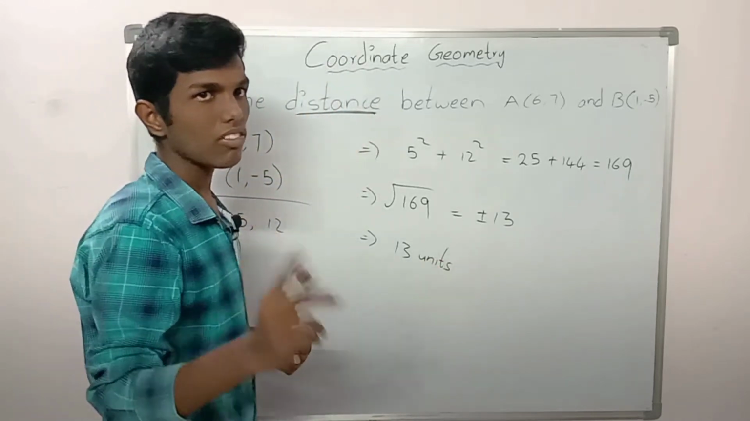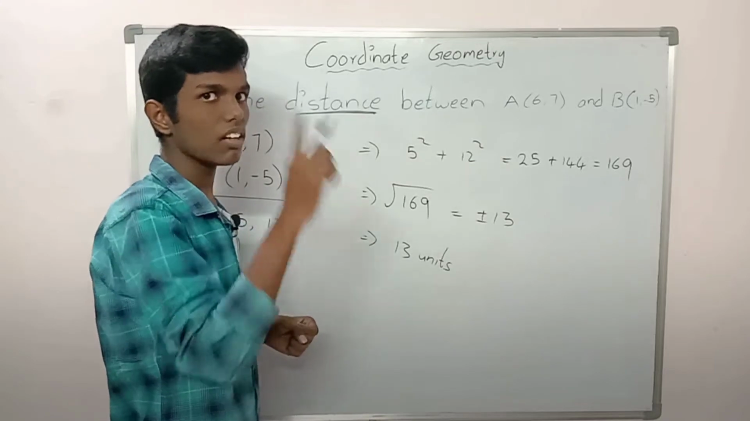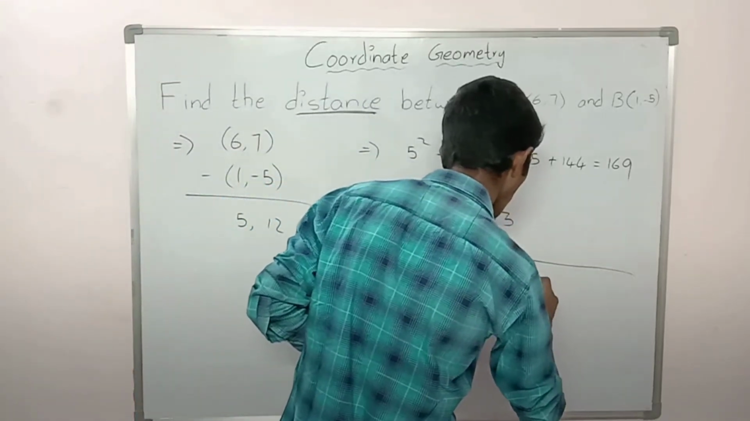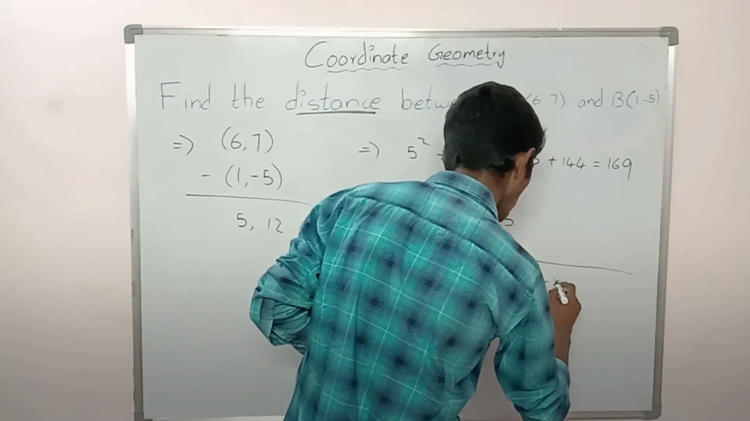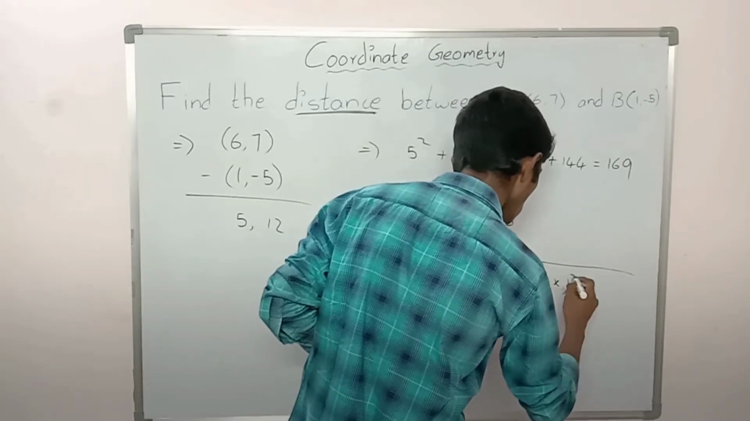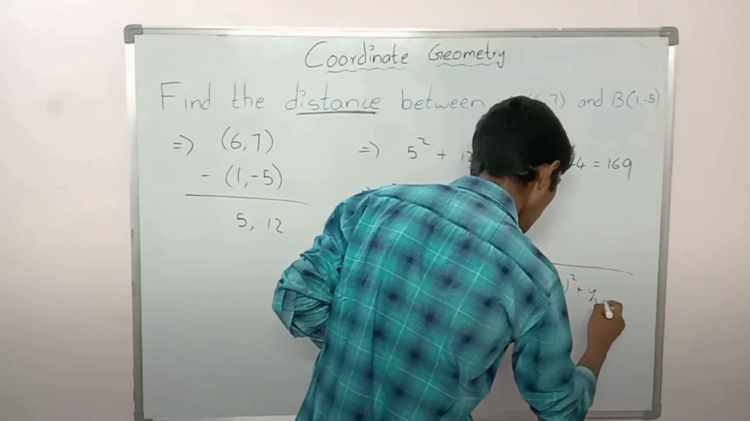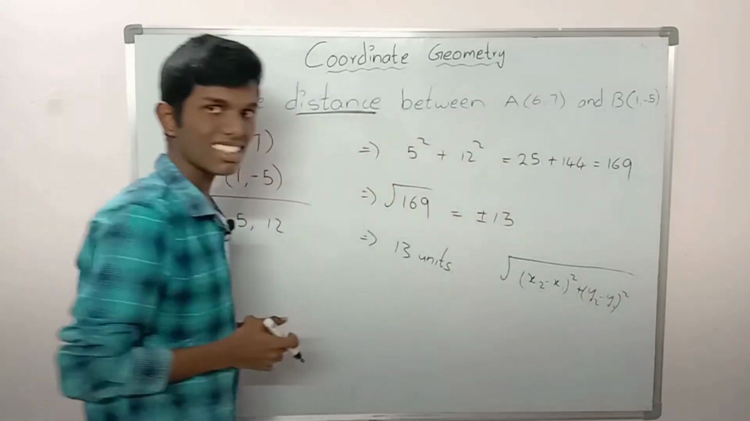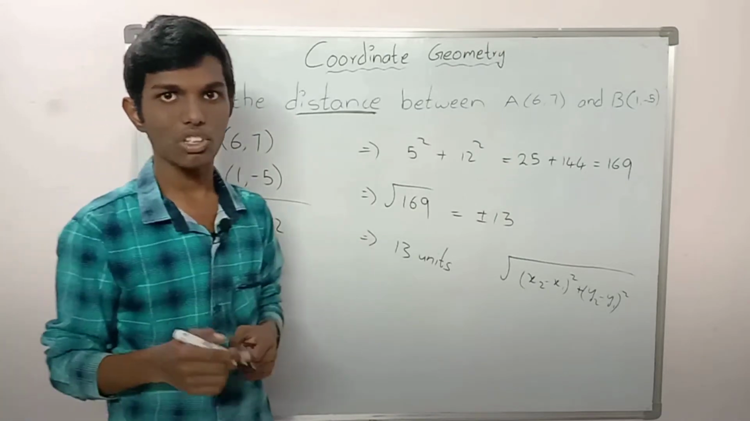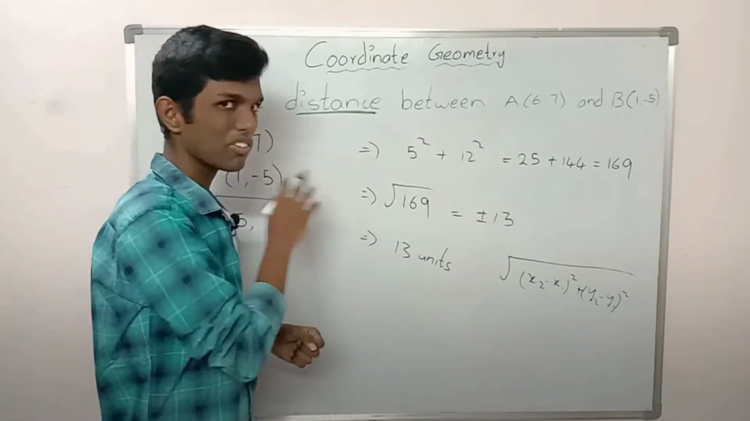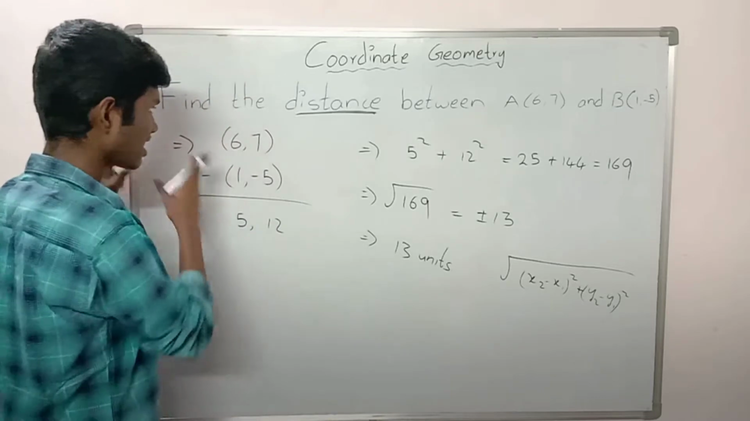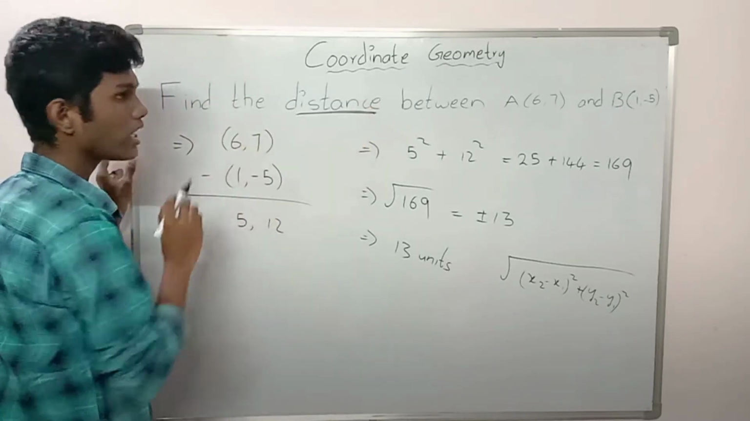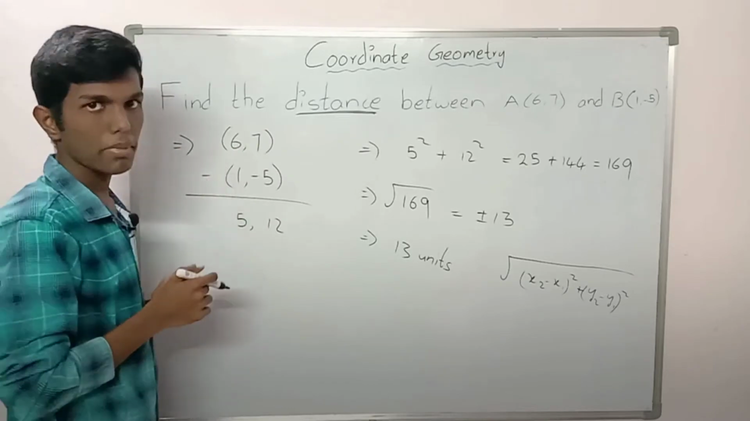But the formula which we needed in our schools is given by under root x2 minus x1 whole square plus y2 minus y1 whole square. This is the formula which we needed to find distance, but we don't need this anymore because I have made this easy for you. Write the points 6, 7 and 1, -5.